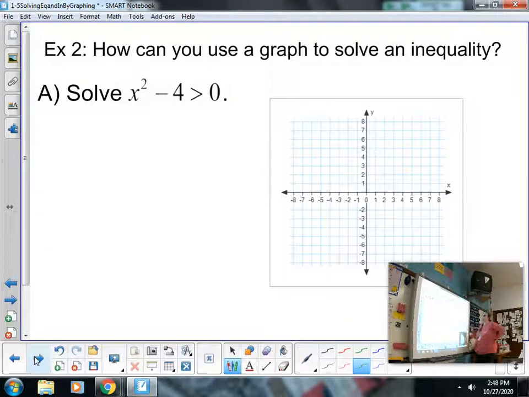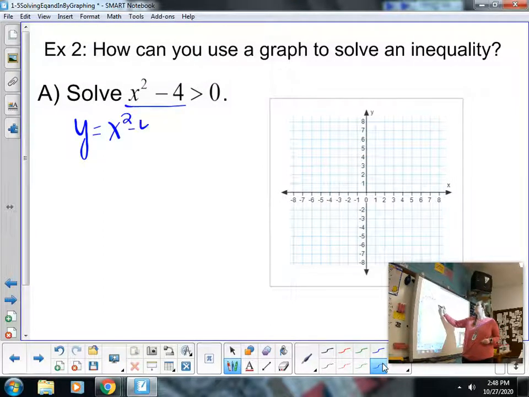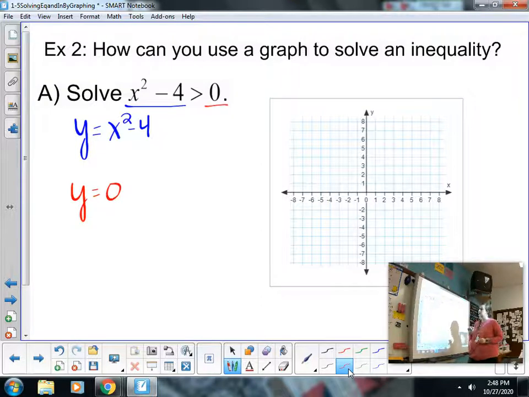So this is example 2a. We want to use a graph to solve this inequality. You are going to set up 2 equations like we did with example 1. My first equation is going to be the left-hand side, y equals x squared minus 4. My second equation is going to be the other side, 0. Well, y equals 0, that is merely tracing the x-axis. So y equals 0, that is the same thing as the x-axis.